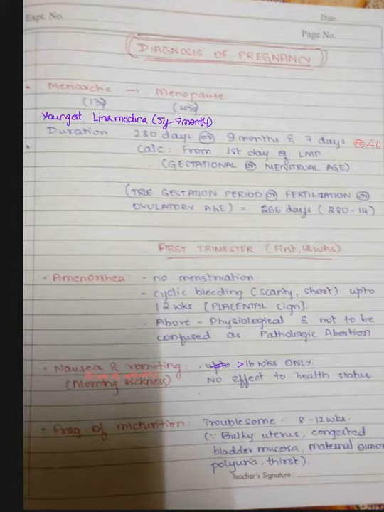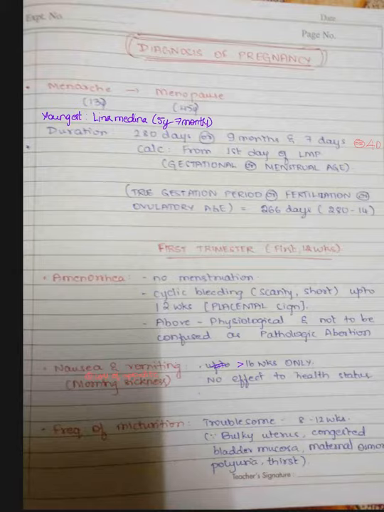Starting with the concept of diagnosis of the pregnancy. The menarche usually starts during the age of puberty, that is 13 years, and it will terminate usually at the age of 45 years. The youngest person to have given birth by a cesarean section was Lina Medina from Peru, and she was just 5 years and 7 months. And the oldest one was 57 years 4 months old.